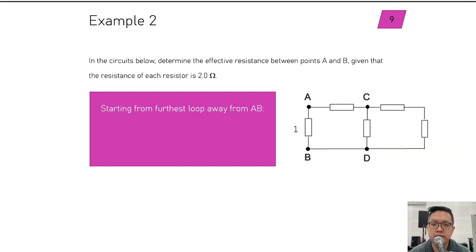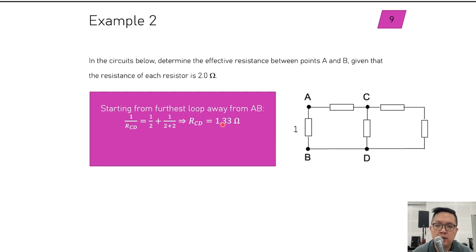We go to start from the furthest loop away from AB. So first thing first, we find 1 over R_CD. This is your resistors. This 2 plus 2 refers to this one and this one. Add them in series first, then inverse and add to the inverse of this. Then inverse back, and you'll get R_CD. That means from here to here, you're measuring these 3 resistors, and the effective resistance is 1.33 ohms.